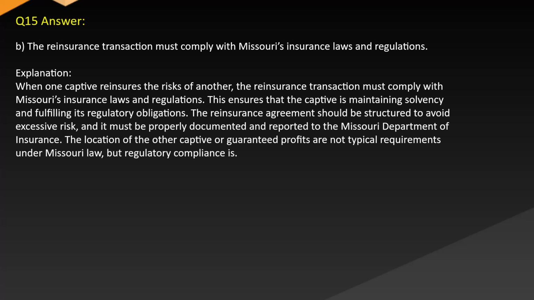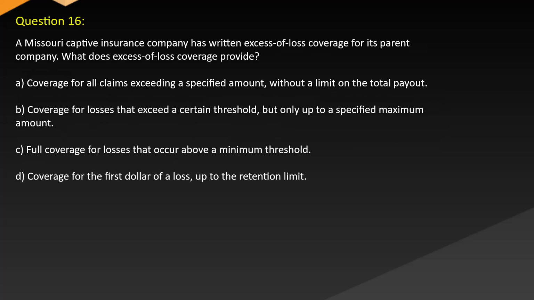The reinsurance agreement should be structured to avoid excessive risk, and it must be properly documented and reported to the Missouri Department of Insurance. The location of the other captive or guaranteed profits are not typical requirements under Missouri law, but regulatory compliance is. Question 16. A Missouri captive insurance company has written excess loss coverage for its parent company. What does excess loss coverage provide?